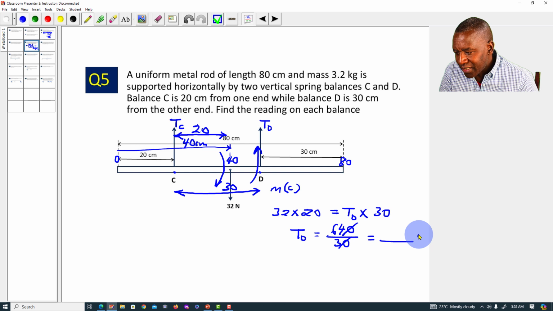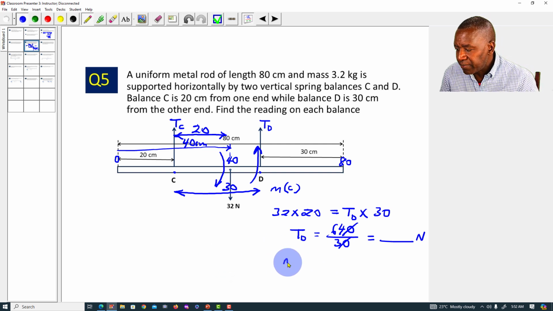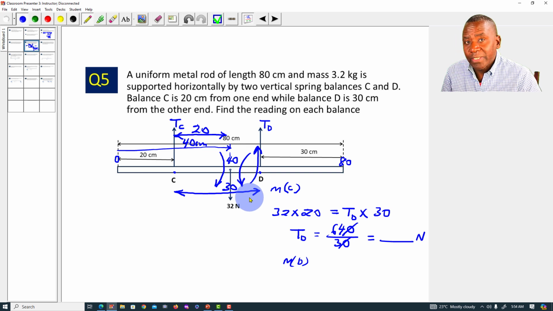Once you get that answer in newtons, you repeat that same calculation, but this time you take moments about point D. So if I take moments about point D, the weight of the rod will tend to turn the system in the anti-clockwise direction. Notice that when we took moments about point C, the same weight turned the system clockwise. So whether a force turns the system clockwise or anti-clockwise depends on the position of the point about which you are taking moments. That one is evident from this question.